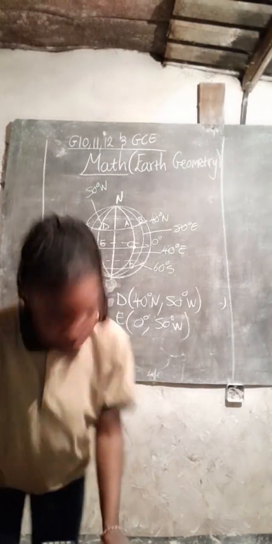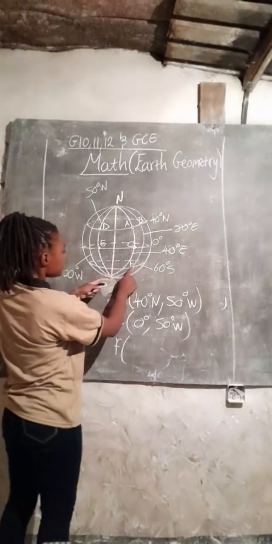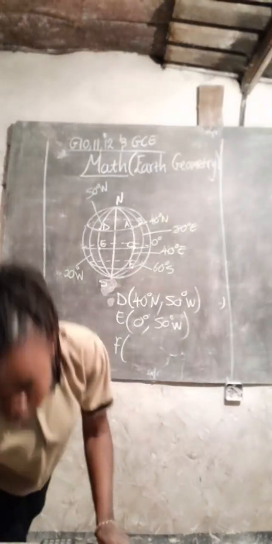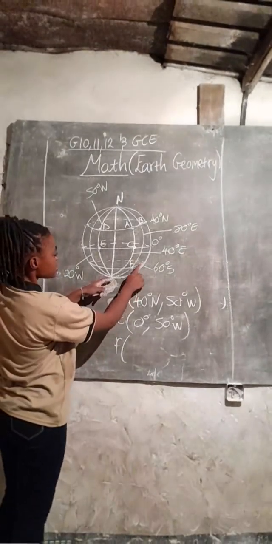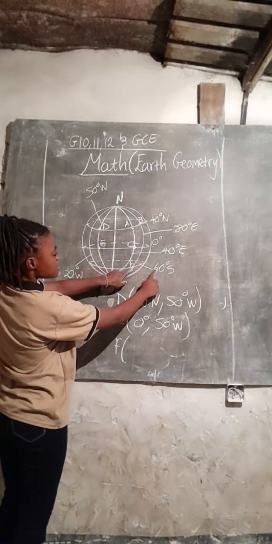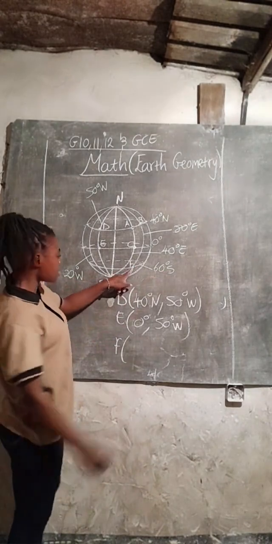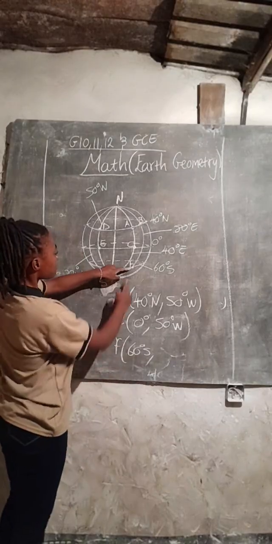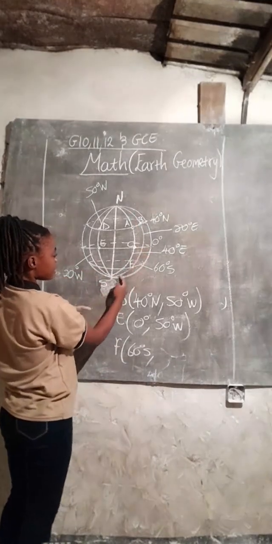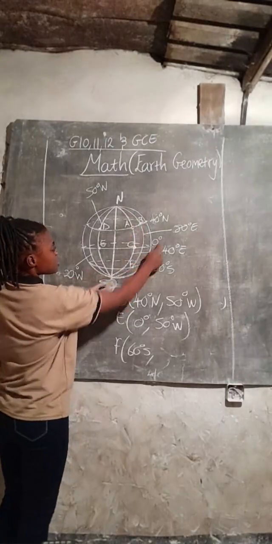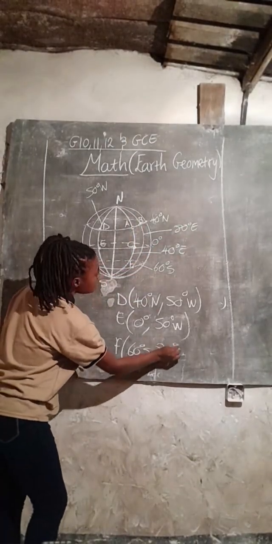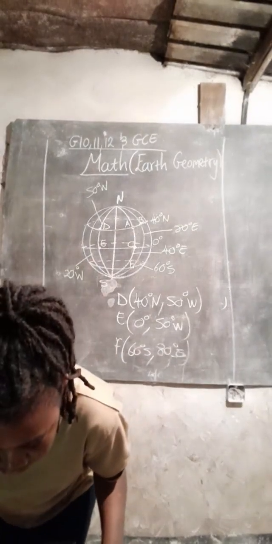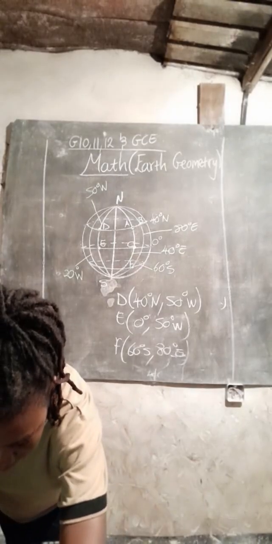60 degrees west and 33 degrees north. So 60 degrees south. You said 60 degrees west. It is south. And so this is 60 degrees south, not west. So say 60 degrees south, comma, what longitude is it on? This line here, this one. So which is what? 80 degrees east. Fine. 60 degrees south, 80 degrees east. Yes.